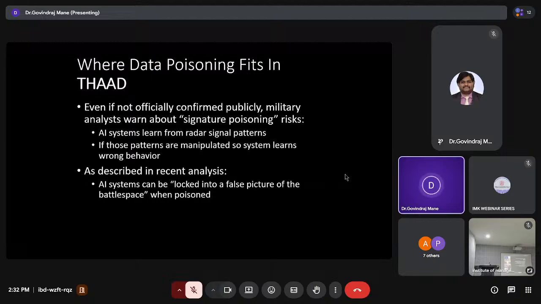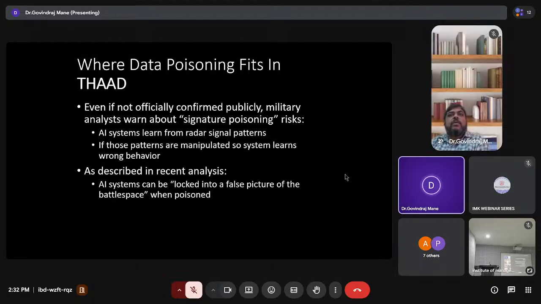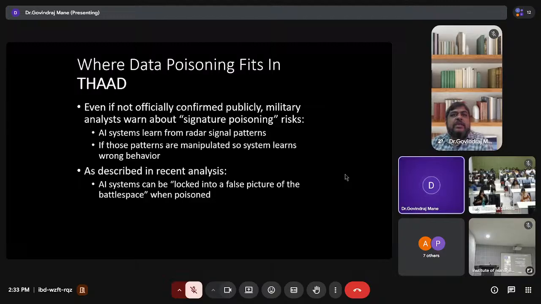These radars are the eyes of the system. So where does data poisoning fit in THAAD? Even if there are no officially confirmed public military statements, military analysts have already given a signal and warning about the risk of signature poisoning. AI systems learn from radar signal patterns, and if those patterns were manipulated, the system learned wrong behavior and logged a false picture of the missile and destroyed something else instead of attacking the other missile.